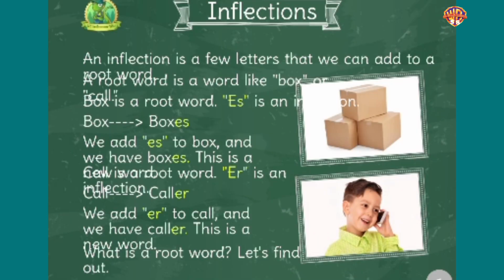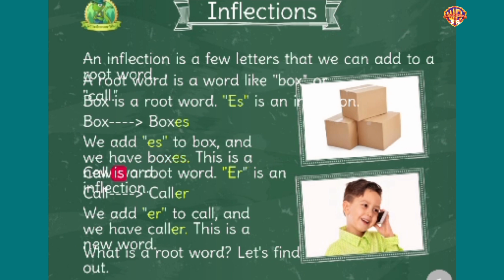Inflections. An inflection is a few letters that we can add to a root word. A root word is a word like box or call. Box is a root word. ES is an inflection. Box, boxes. We add ES to box, and we have boxes. This is a new word.